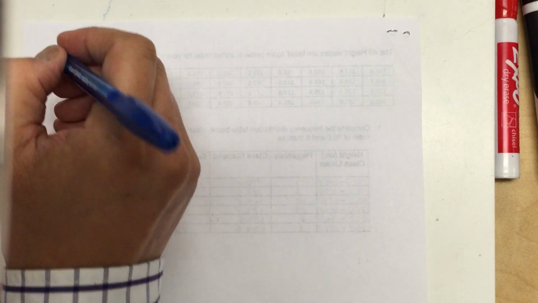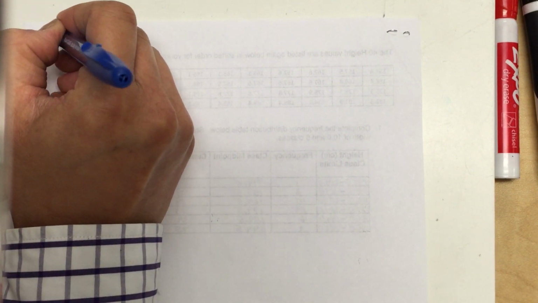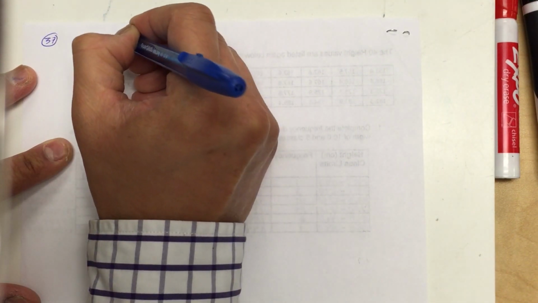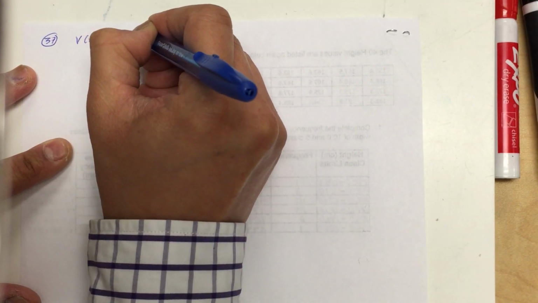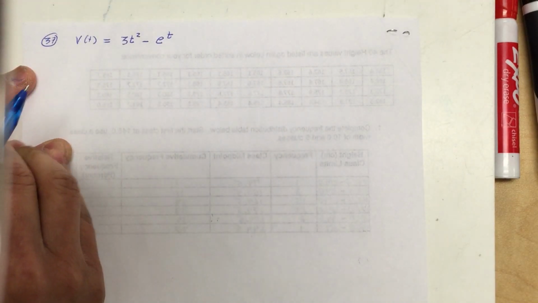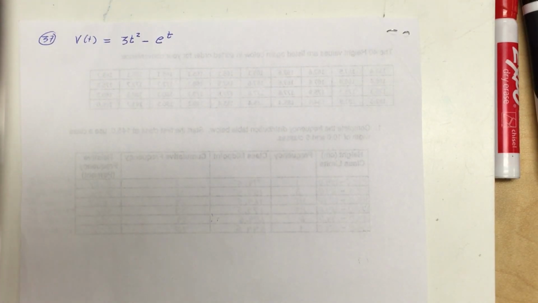All right, let's move on to number 37. Okay, number 37. Where's 37? All right, so 37 says a particle moves along with the velocity. So we have a velocity function for number 37, which is 3t squared minus e to the t. And it says what is the average velocity, okay?